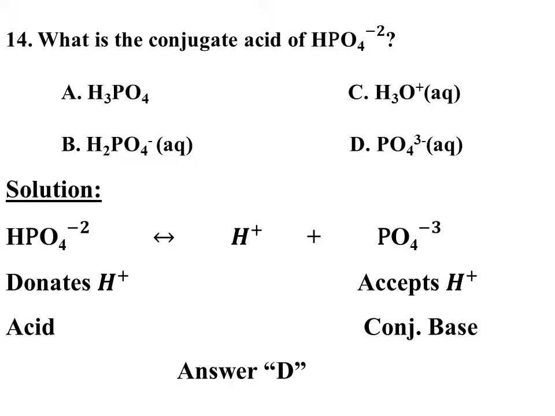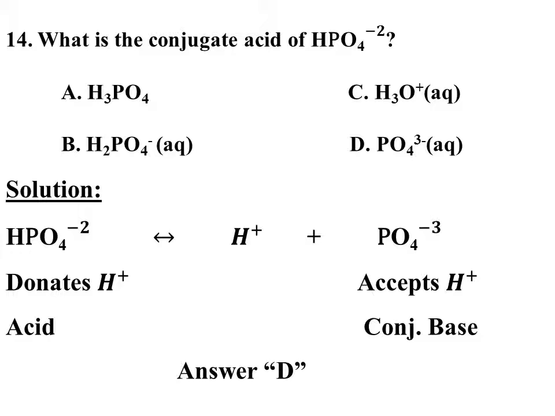Question number 14. What is the conjugate acid of HPO₄²⁻? A, H₃PO₄; B, H₂PO₄⁻; C, H₃O⁺; D, PO₄³⁻. The solution: HPO₄²⁻ gives H⁺ plus PO₄³⁻. HPO₄²⁻ donates H⁺ to give H⁺ plus PO₄³⁻, and PO₄³⁻ accepts H⁺ to give HPO₄²⁻.